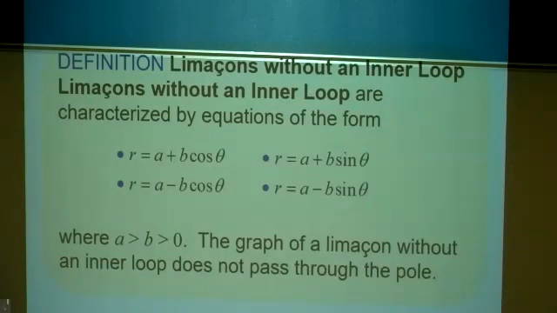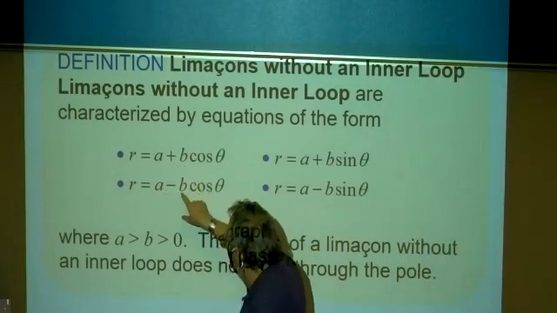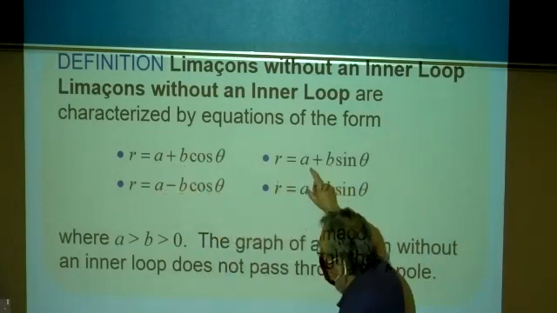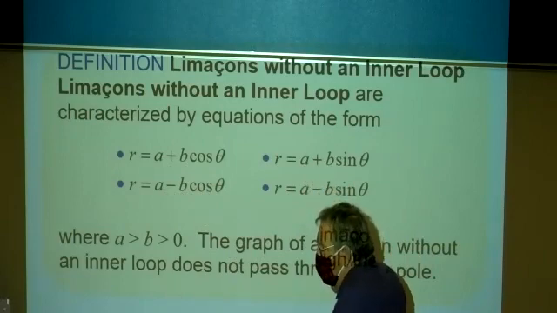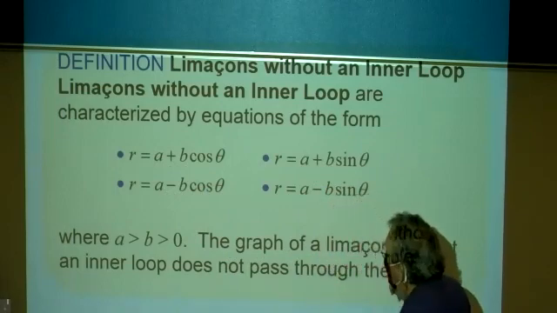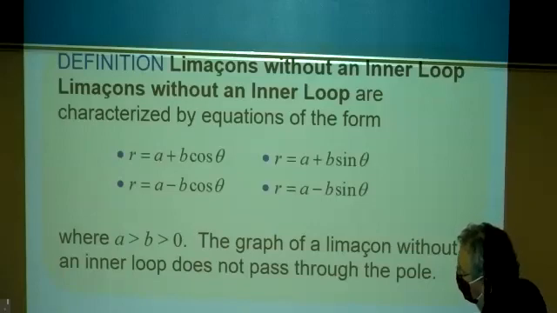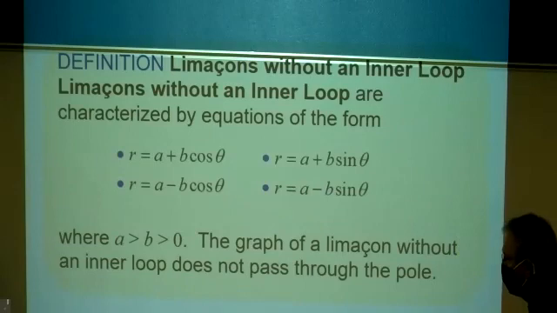Now, another thing they talk about here is knowing about A and B. In this case, A is the larger of the two numbers. So A plus B cosine, A minus B cosine, A plus B sine, and A minus B sine. For the A and B, the A is larger than the B, and they're both positive real numbers. So you have a limaçon without an inner loop.